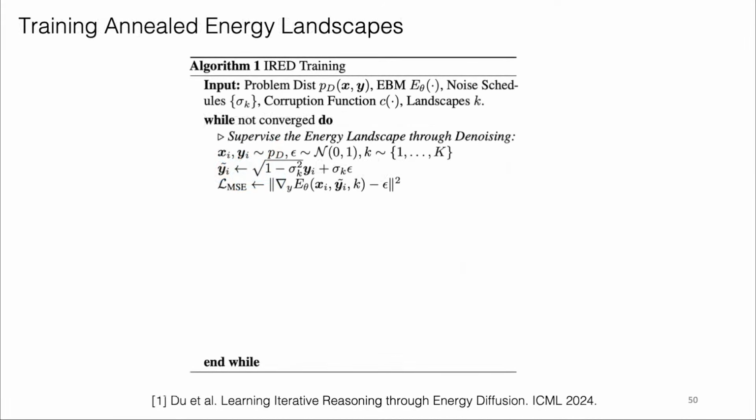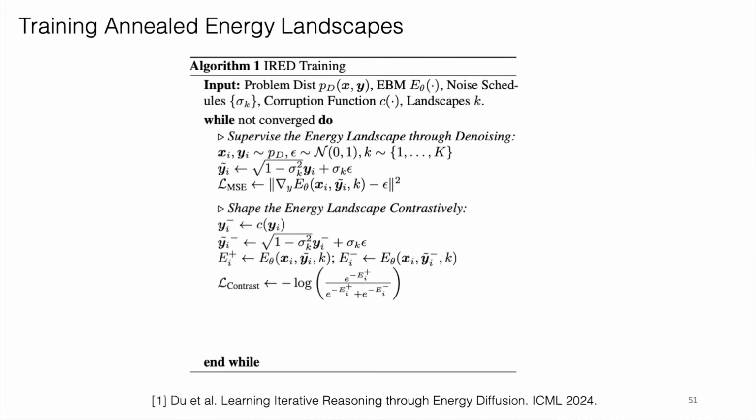And now when I have this set of energy landscapes, roughly, like I described, to train each of these energy functions, I'm going to sample some noise level k, and then I'm going to train the energy function with this denoising loss at that noise level k. And I'm also going to train this energy function with some type of contrastive loss at that noise level k.